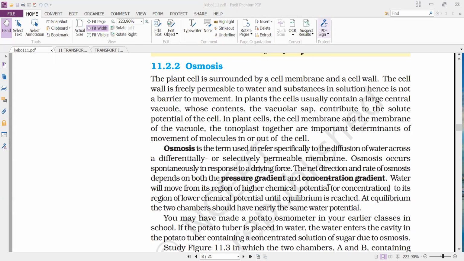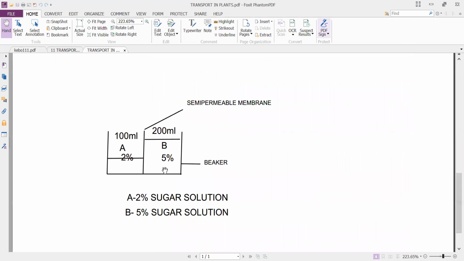One thing you have to remember. For example, take a beaker which is separated by a selectively permeable membrane, and we have taken two different solutions, A side and B side. A side has a 2% solution and B side has a 5% solution.